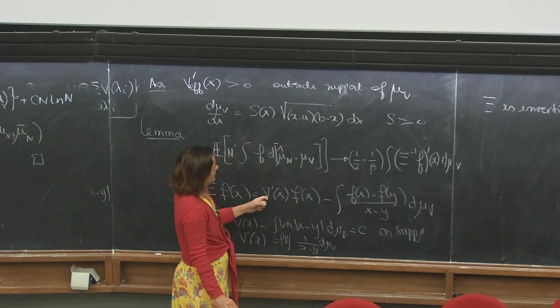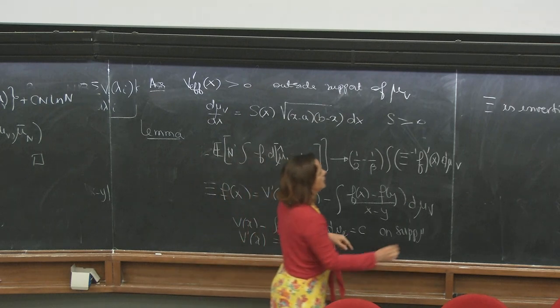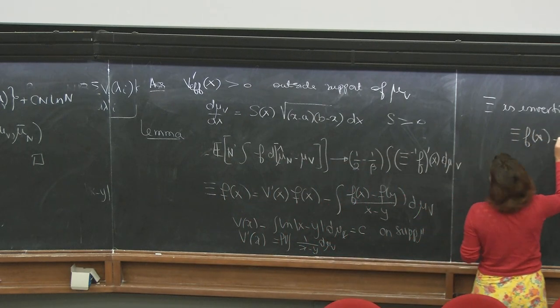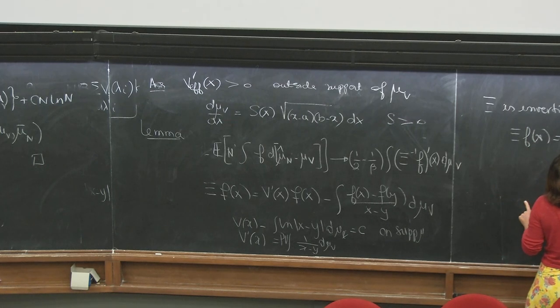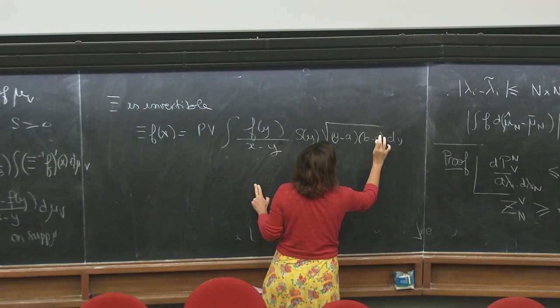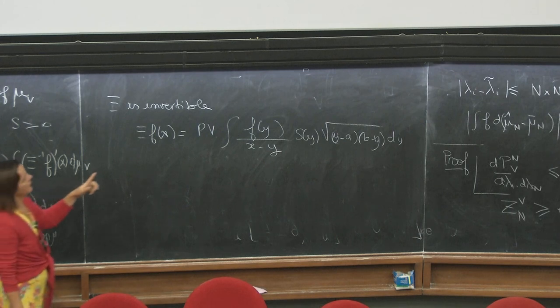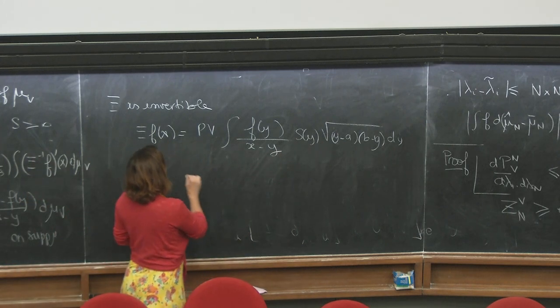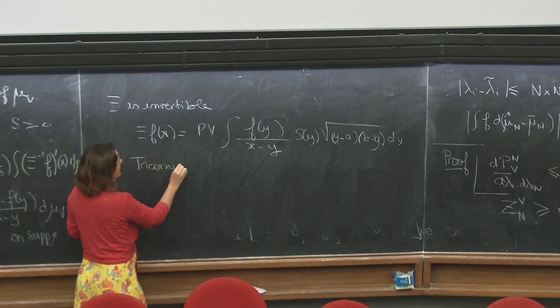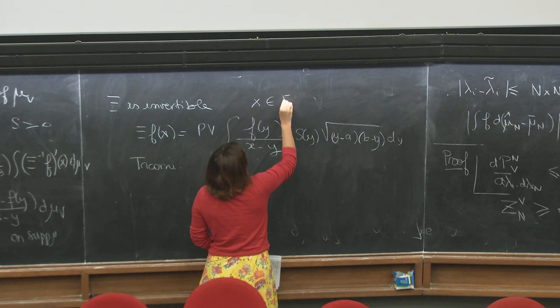Okay, so then you can see that this operator will simplify on the support, because if you put this term out, you have to put the principal value, and what you see is that psi f of x is just going to be the principal value of the integral of f of y over x minus y. And here I use the hypothesis, so it's s of y square root of y minus a dy. Okay, and the point which is crucial in all this story is that this is known to be invertible because you have this square root, so it's an old result from a Tricomi book. And so this is for x in the support of mu v, so it's AB.